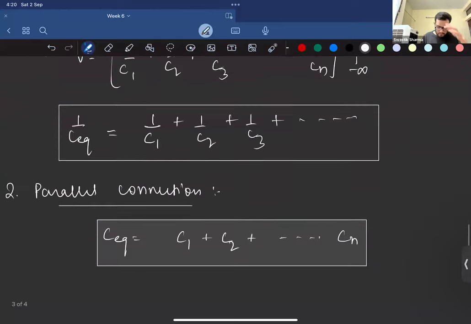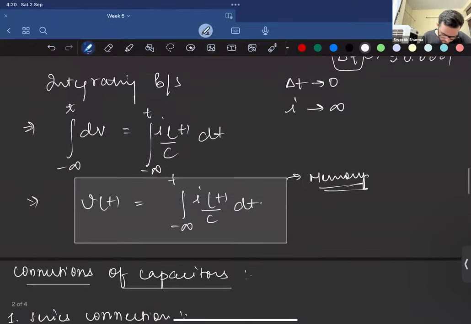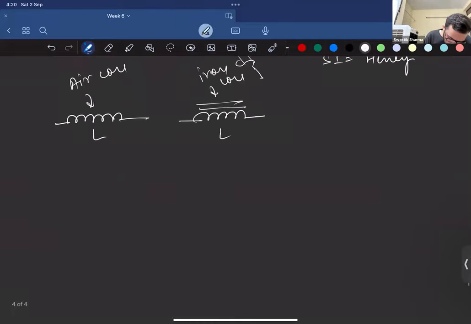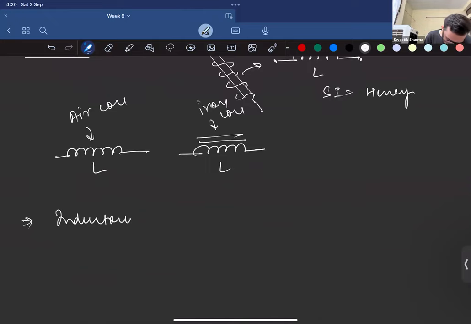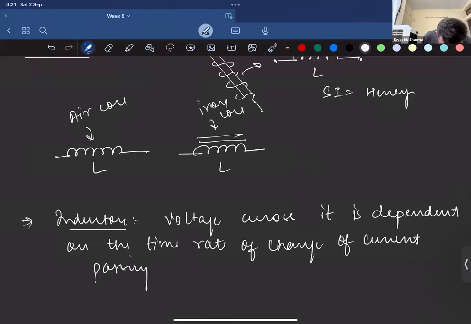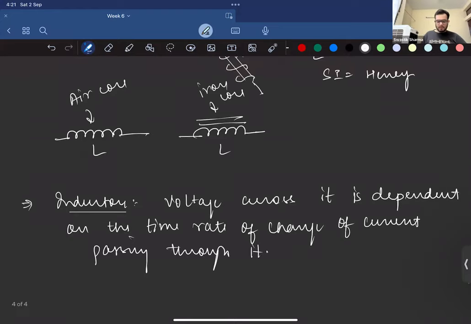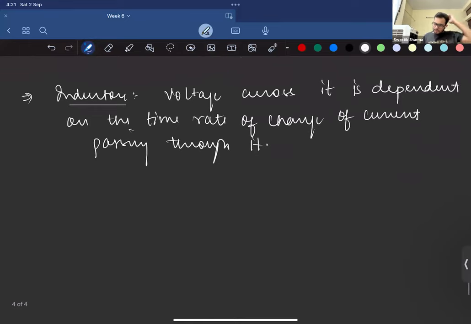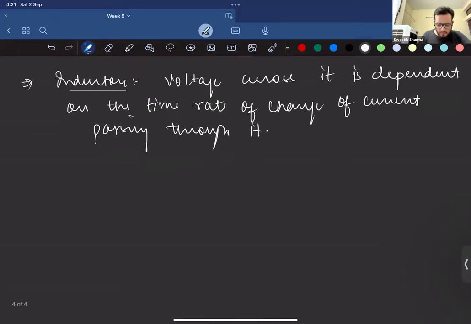Now this is done. So an inductor generally, the voltage across it is dependent on the time rate of change of current passing through it. Now, how does this come? It comes from flux linkages and all of that, and that's how you'll be able to derive this relation, VL equals L di by dt.